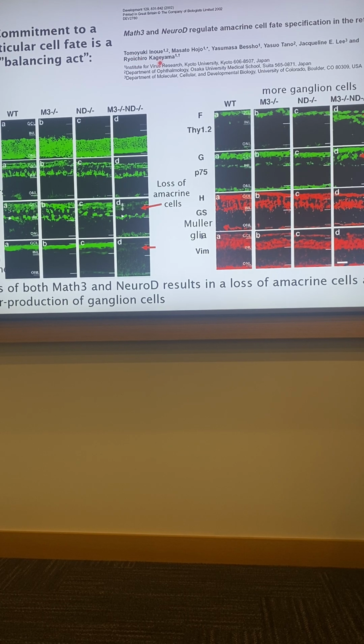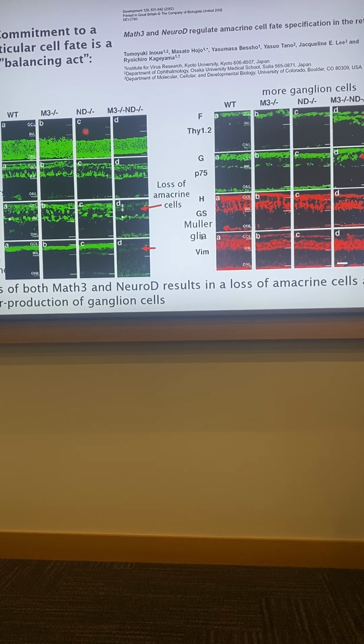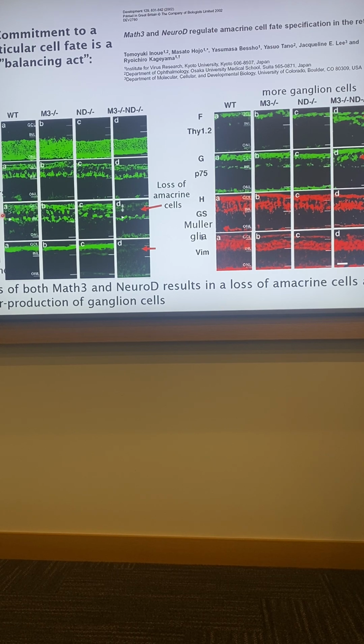More work from Ryuichiro Kagiyama. This basically says if you lose different bHLH factors, you get shifts in cell types that are made in the retina. Worked out very nicely. So if you lose both Atoh3 and NeuroD, you don't get amacrine cells, and you get an overproduction of ganglion cells. So it's the loss of one cell type and compensation by another cell type. Balancing act, very easy.